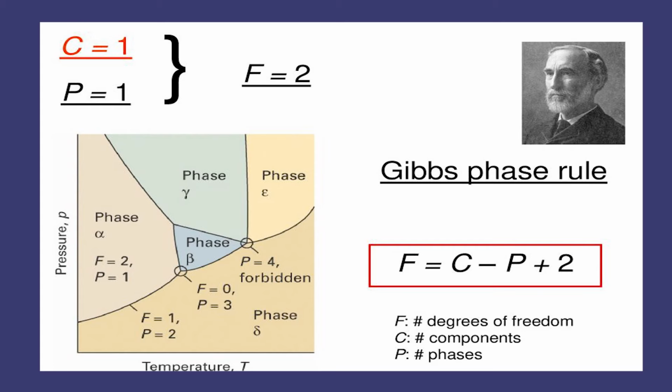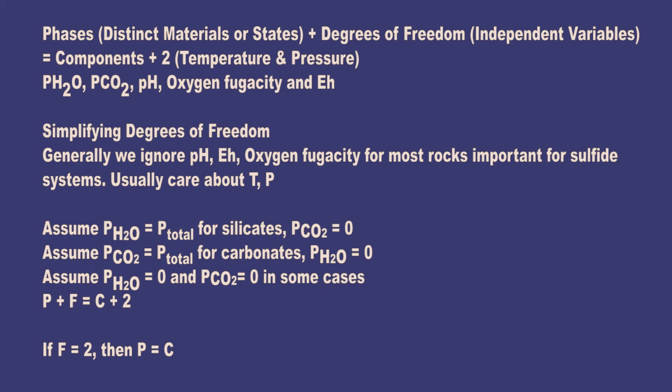The phase rule gives: phases, distinct materials or states, plus degrees of freedom, independent variables, equal to components plus 2. The variables are temperature and pressure, P_H2O, PCO2, pH, oxygen fugacity, and Eh. Simplifying the degrees of freedom, generally we ignore pH, Eh, and oxygen fugacity for most rocks. They are important for sulfide systems, but usually we care about pressure and temperature.